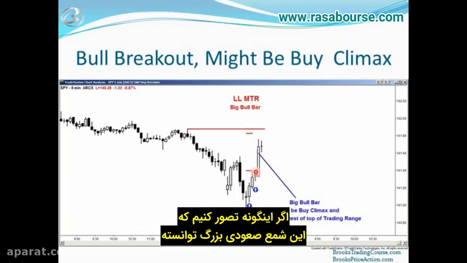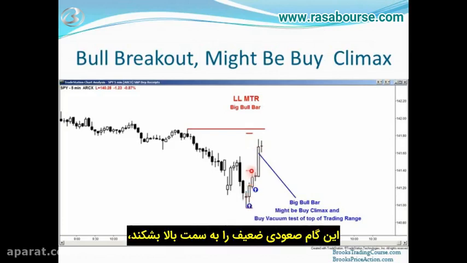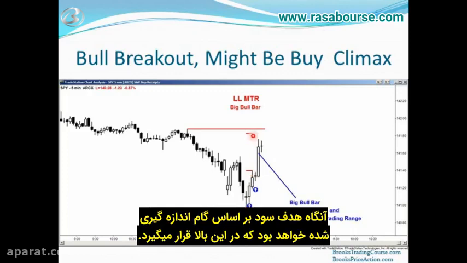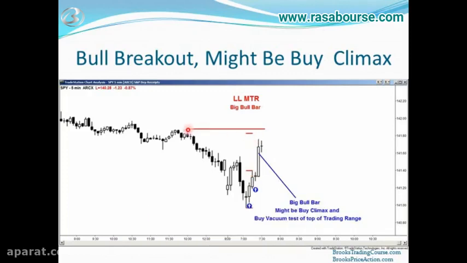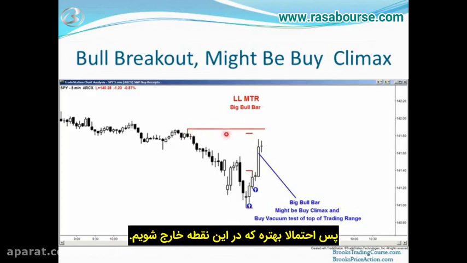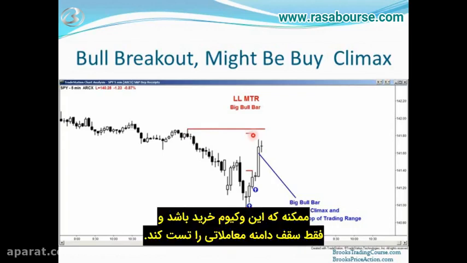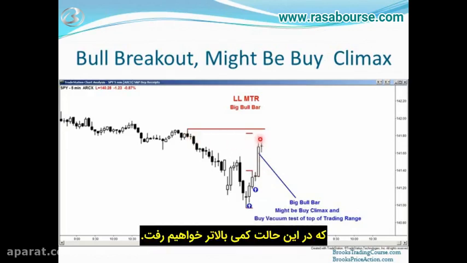If instead you view this as a breakout above this weaker leg up, you try to get a measured move up here. Also, we have a magnet up here, a prior lower high, and this target is below that magnet, so it's probably worth trying to get out at that point. It's possible that this is simply part of a buy vacuum test of the top of a trading range, but if it is, we probably have a little bit more to go because there's room up to that prior lower high.